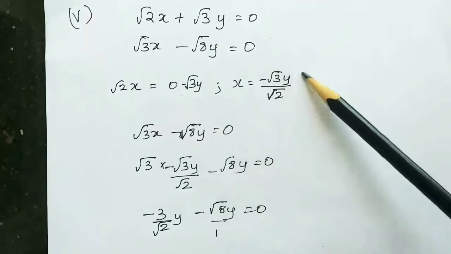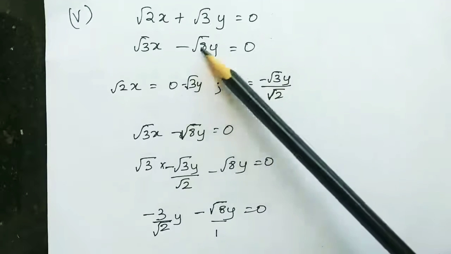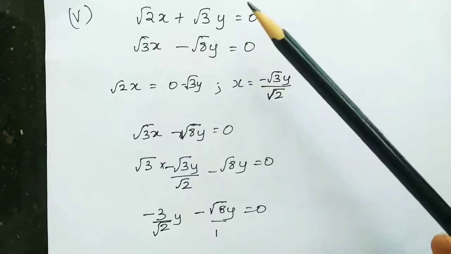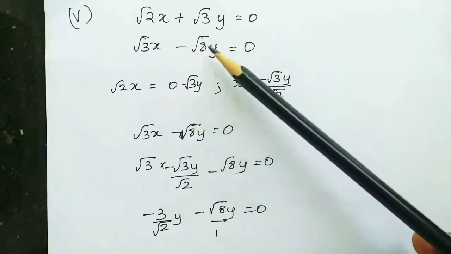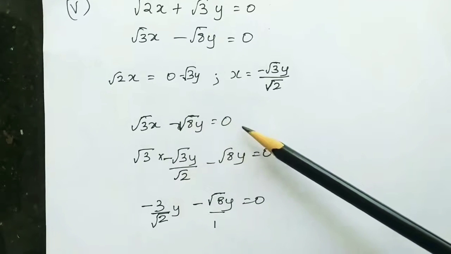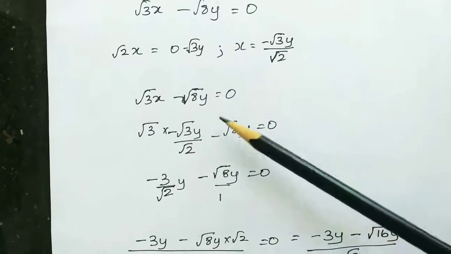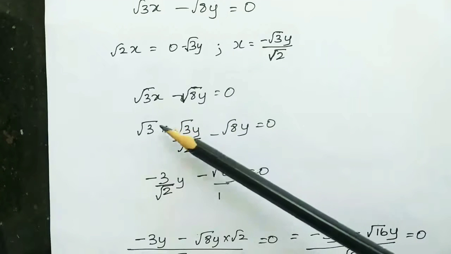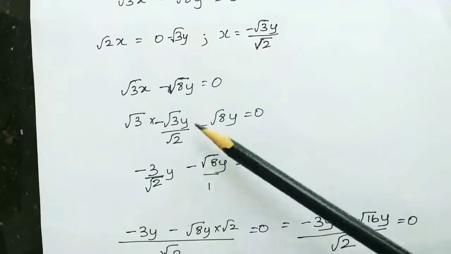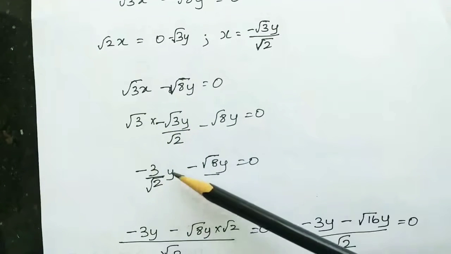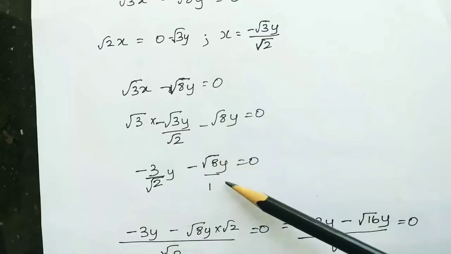So let me substitute this value of x in the second equation. From the first equation I got the value of x, and I'm going to substitute it in the second equation, that is root 3 into x minus root 8y is equal to 0. In the place of x, I'm going to substitute minus root 3y by root 2. When you multiply root 3 and root 3, you get 3, isn't it? Root 3 into root 3 is 3. So negative 3y by root 2 minus root 8y.